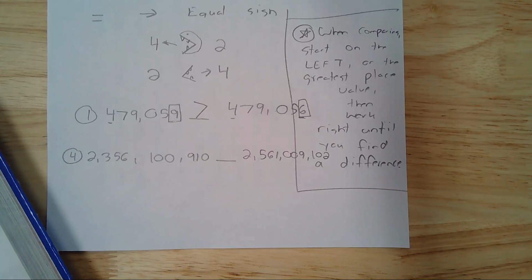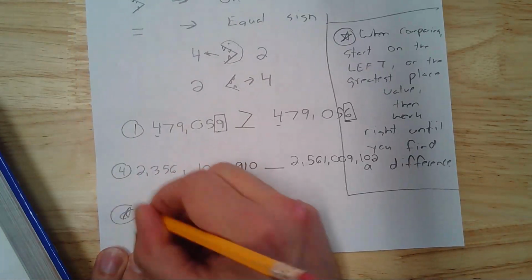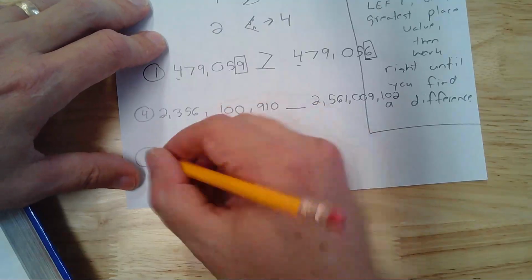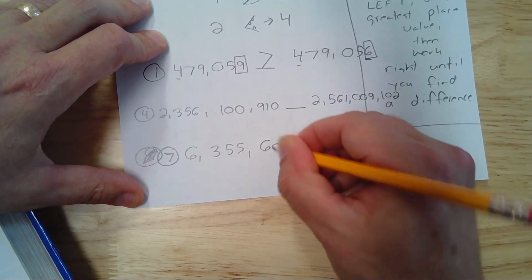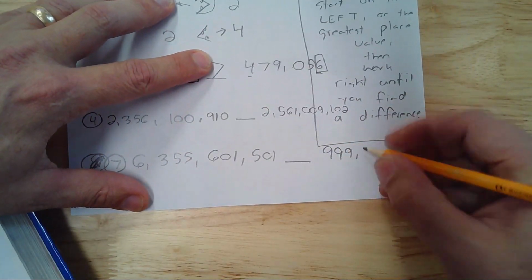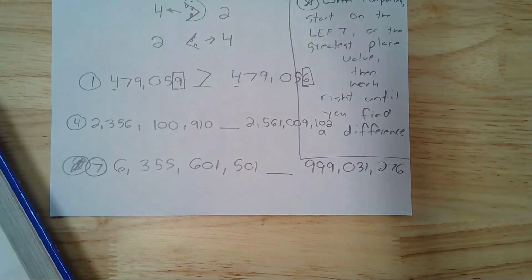2,356,100,910. Other side, 2,561,009,102. I'll give you one more. I'll just make one up here. How's that? Doesn't need to be this ridiculously long. Well, I guess I'll just do 7. Four and 7.